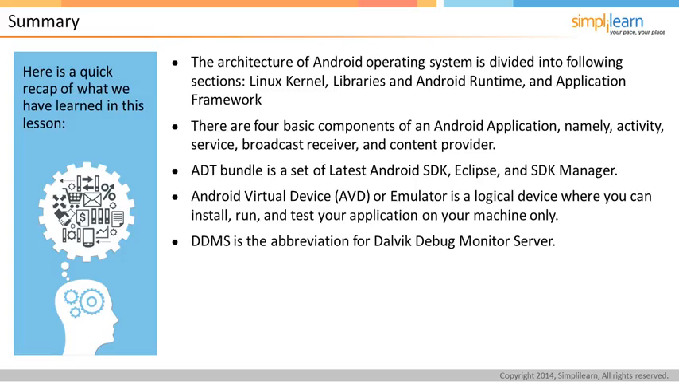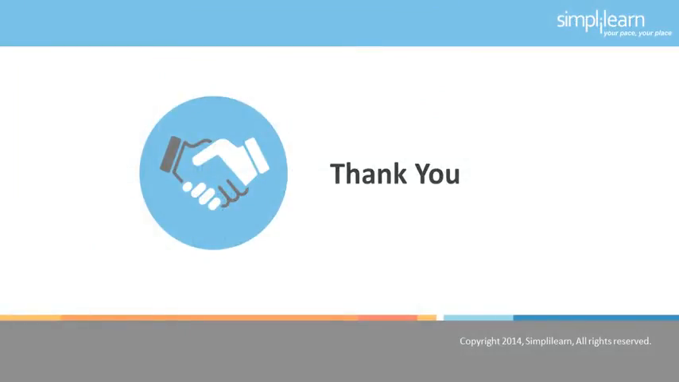Here is a quick recap of what we learned in this lesson. The architecture of Android operating system is divided into the following sections: Linux kernel, libraries and Android runtime, and application framework. There are 4 basic components of an Android application, namely activity, service, broadcast receiver, and content provider. ADT Bundle is a set of the latest Android SDK, Eclipse, and SDK Manager. Android Virtual Device, AVD, or emulator, is a logical device where you can install, run, and test your application on your machine. DDMS is the abbreviation for Dalvik Debug Monitor Server. With this, we come to the end of this lesson.